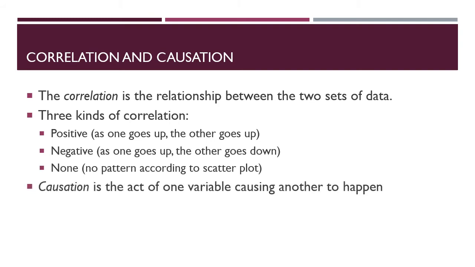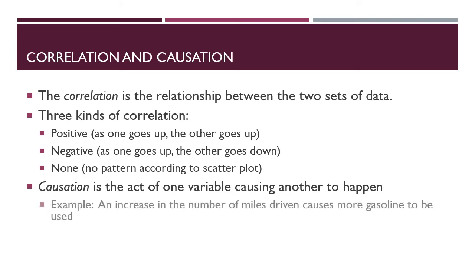Causation is the act of one of the variables causing another to happen. That typically is something that's inferred. It is done through your own thought process. For example, an increase in the number of miles that you are driving, unless of course you have a completely electric car, would cause you to use more gasoline. We could certainly put that data on a scatter plot, and because we know the two data sets, we can infer that causation is possible here.